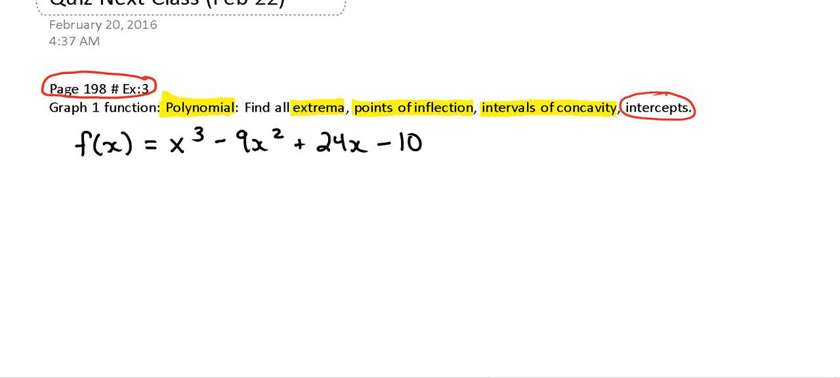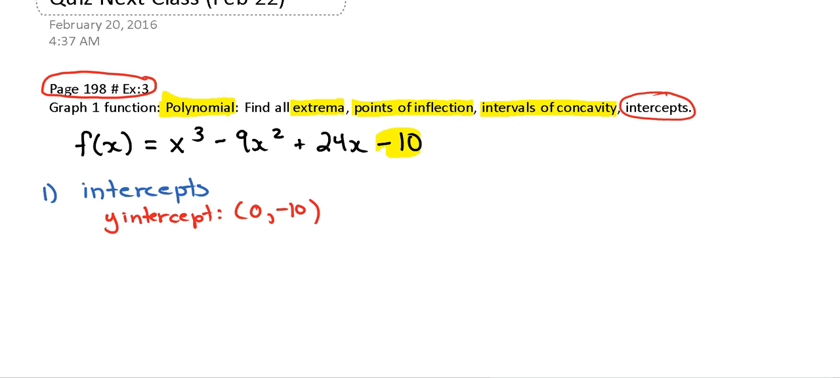Now, step number 1, I always recommend you go ahead and find the intercepts. This doesn't require any calculus concepts. So go ahead and find your x and y intercepts. Just by looking at this, I know that negative 10 is going to be my y-intercept. So my y-intercept is going to be at (0, -10). I can find that just by eyeballing the equation.